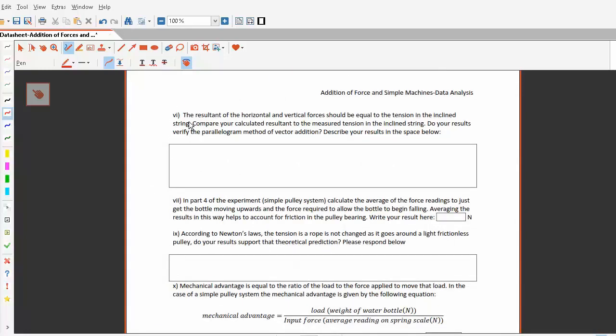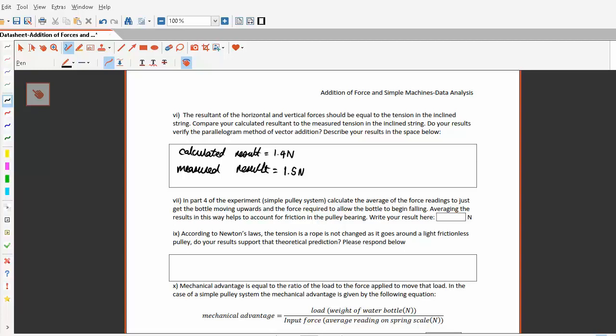So in part 6 it says the resultant of the horizontal and vertical forces should be equal to the tension in the inclined string. Compare your calculated result to the measured tension. So here we can indicate our calculated result was equal to 1.4 newtons, and our measured result in my case it was 1.5.